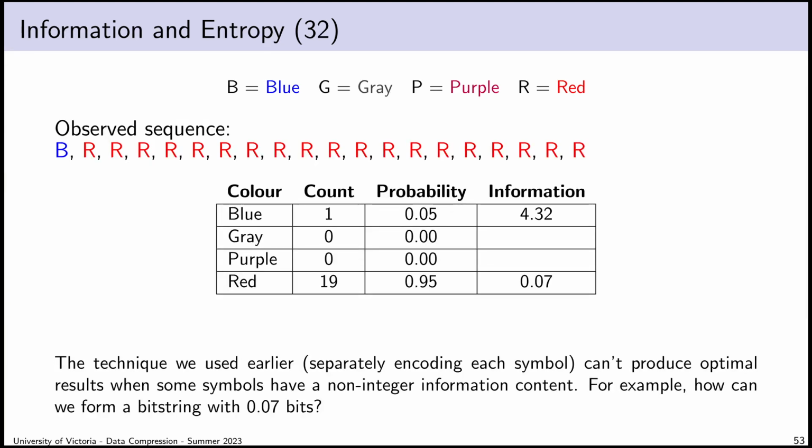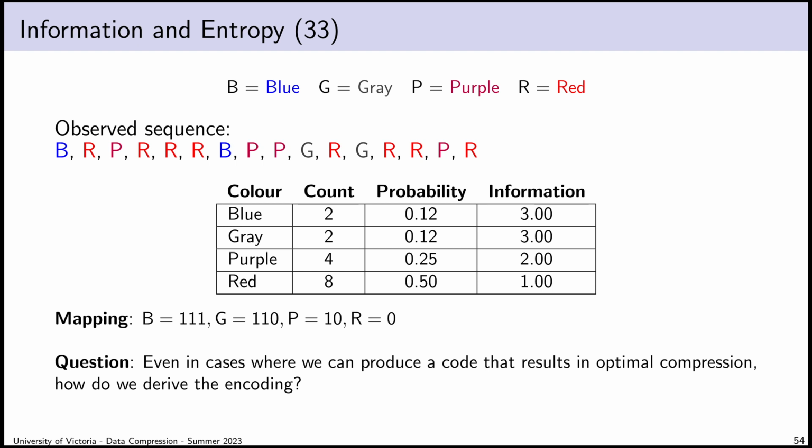Well, the technique we used earlier, which is separately encoding each symbol, definitely won't work for this situation, because how do I make an encoding that's 0.07 bits long? But even in cases where I can produce some encoding, like this one that I produced a few minutes ago, where did this come from? Was I just lucky? I guess in this case, maybe I came up with it by hand, but how do I do that in general? What algorithm do I use? Okay, so that's a question we have to spend a lot of time answering.